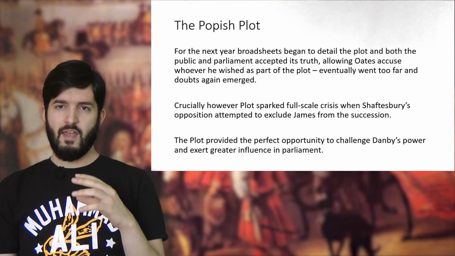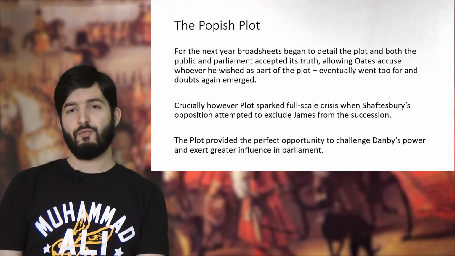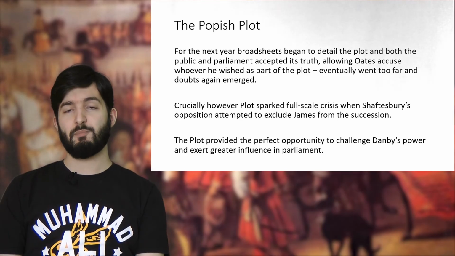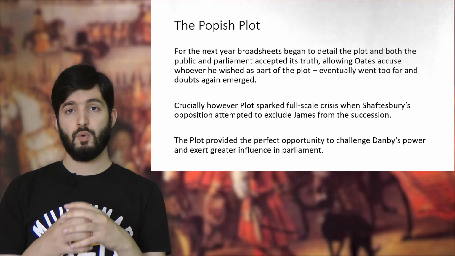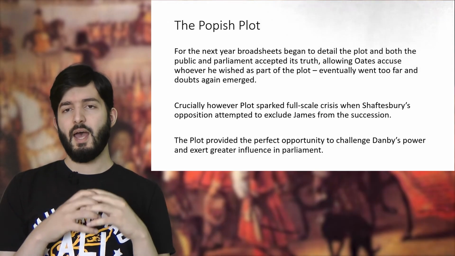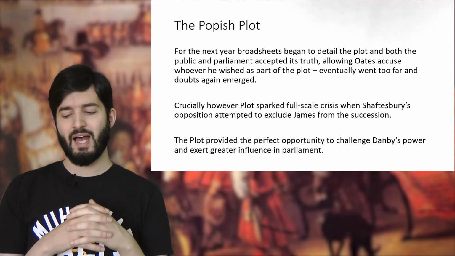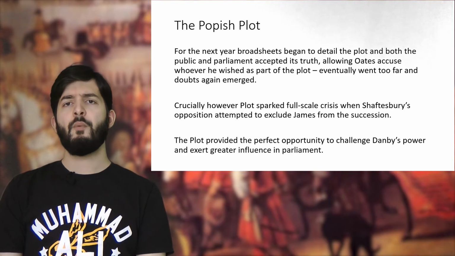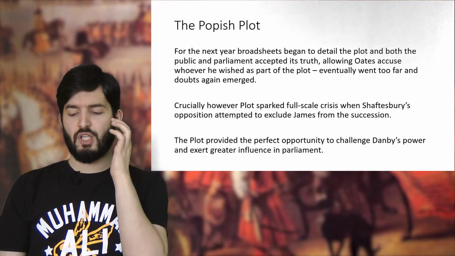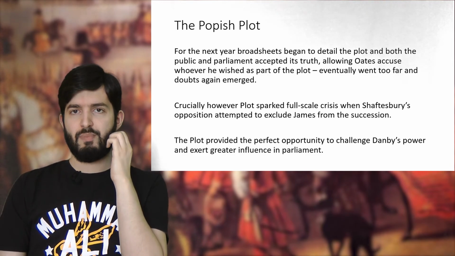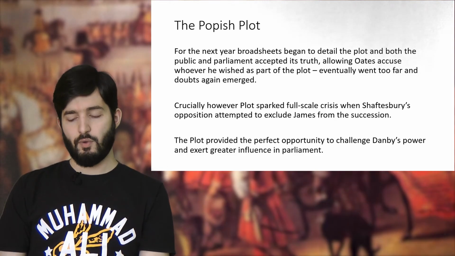Crucially, however, even though the hysteria had died down, it had gone on for enough time to basically spark a full-scale crisis when Shaftesbury's opposition, this group that turned into the Whigs, attempt to exclude James from the succession, starting what is referred to as the exclusion crisis. The plot provides the perfect opportunity for the opposition to challenge Danby's power in Parliament and exert greater influence as a result.